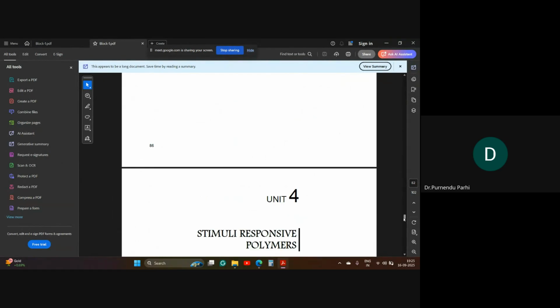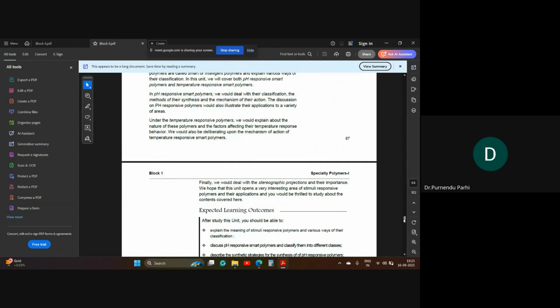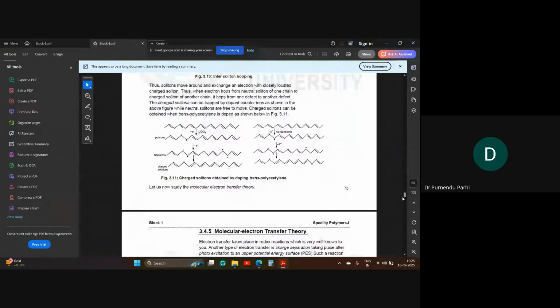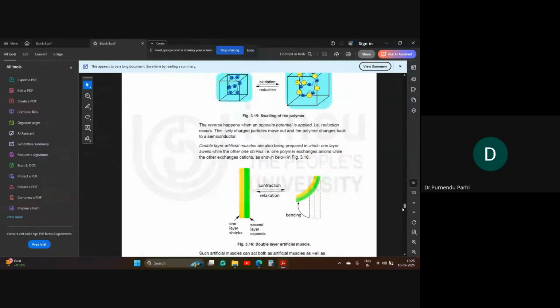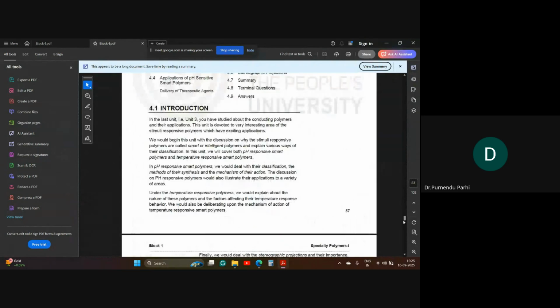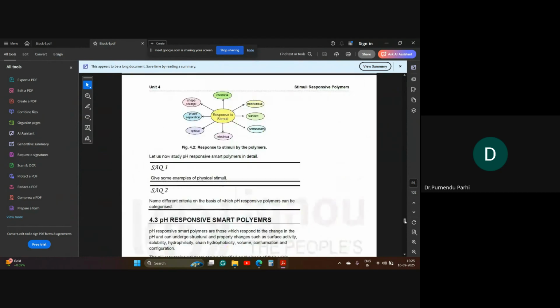Now the last unit, the stimuli response of polymers. After reading this unit, you would be able to explain the meaning of stimuli. What are the stimuli? So what are these stimuli responsive polymers? We'll see.